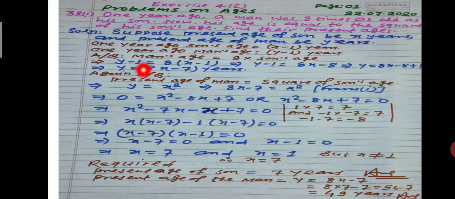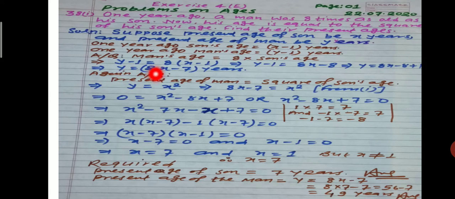So y minus 1 will be equal to 8 times of x minus 1. This implies that y minus 1 will be equal to 8x minus 8. This implies that y is equal to 8x minus 8. A minus when transferred to RHS will be plus 1.